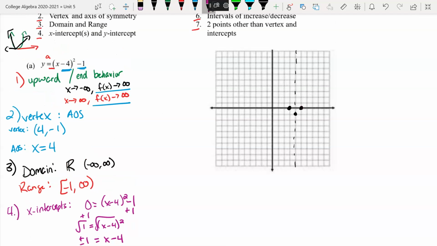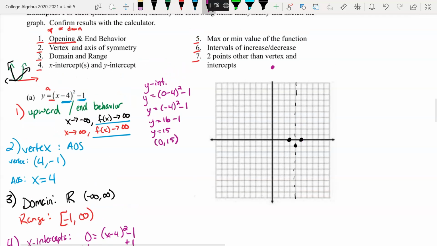So continuing with step 4, my y-intercept is when I plug in 0 for x and solve. So I say y equals 0 minus 4 squared minus 1, which would be negative 4 squared minus 1, which would be 16 minus 1, which would be 15. So 0, 15. That's going to be all the way up here. We're actually not going to be able to graph it on a graph, but it's somewhere around there. So that's how you find x and y intercepts.